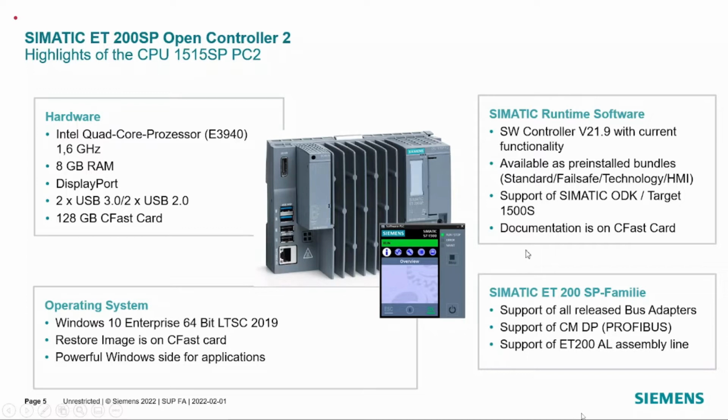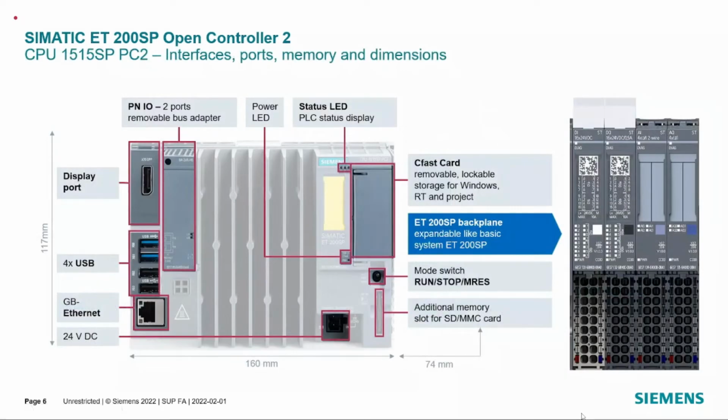Documentation is on the CFast card. And this family has connectivity with a CM. If you add another CM DP Profibus, then you can connect Profibus, and by default Profinet is also there, and we'll also show how an ET200 AL assembly client can be connected. So this is the front view, and these are the different things available.